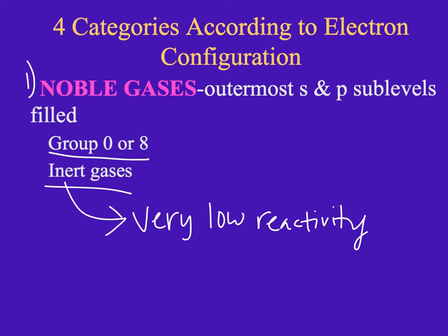Based on their electron configurations, your noble gases have their outermost S and P sublevels completely filled. When we say outermost, that means their last energy level. In their outermost energy level, the S and P sublevels are completely filled, meaning they have 2 electrons in each orbital. All right, so that's category 1.